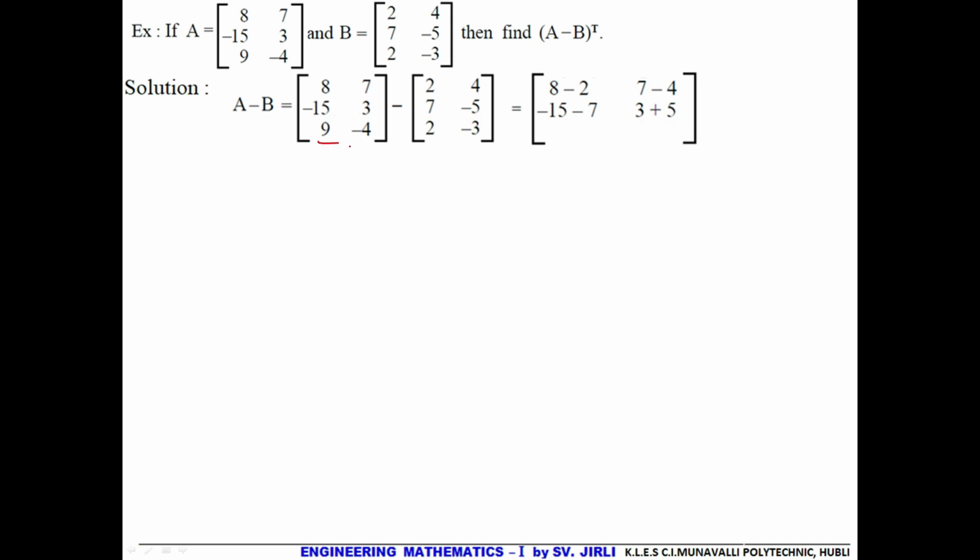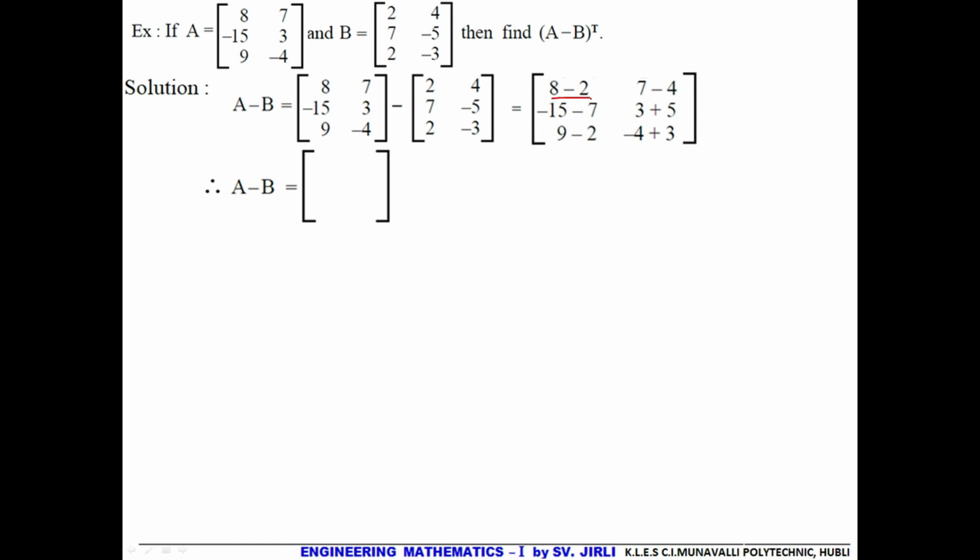Similarly, third row, try to write yourself. So please check the third row. 9 minus 2 and minus 4 minus of minus 3 becomes plus 3, minus 4 plus 3. Next step, what is A minus B equal to? The matrix.